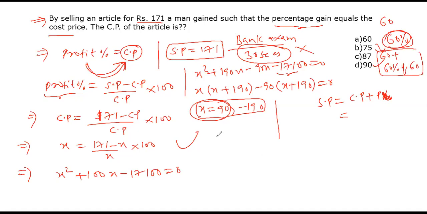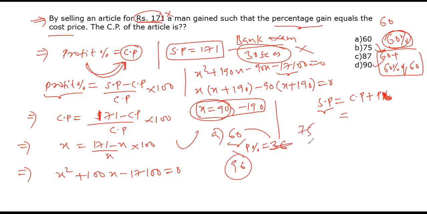For example, let us go with the first option. CP is 60. Now the profit percentage is also 60. What is 60% of 60? 36. So SP will be 60 plus 36, 96. But the actual SP is 171. So wrong. Now let us go with 75. What is 75 plus 75% of 75? It's nothing but 75 into 75 by 100, right? I'm sure that this will be a decimal, obviously. But we have an integer SP value. So 75 is also not the answer.